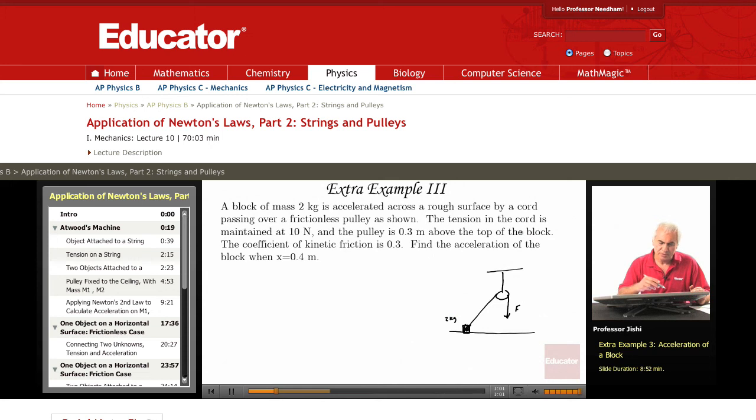The tension in the cord is maintained at 10 newtons. So F is 10 newtons. And the pulley is 0.3 meters above the top of the block. So this is from here to here, 0.3 meters.